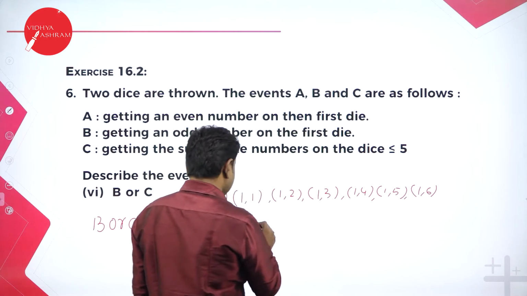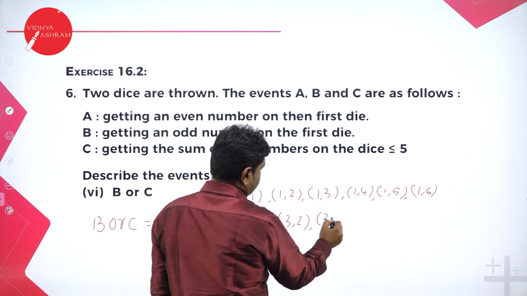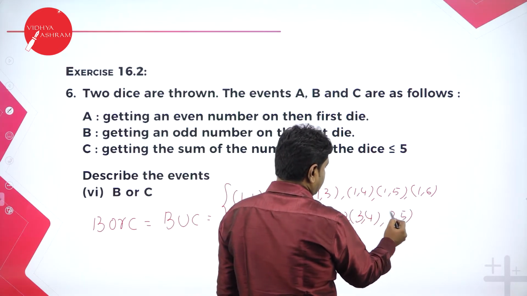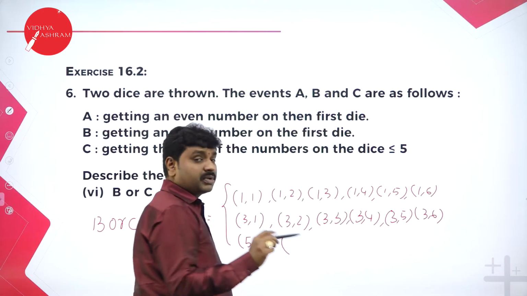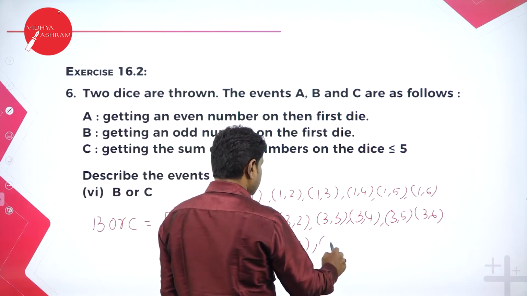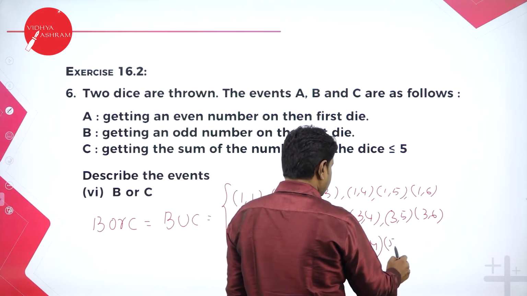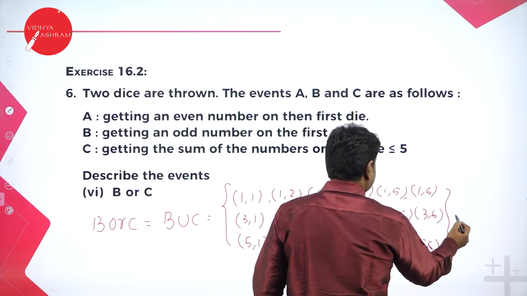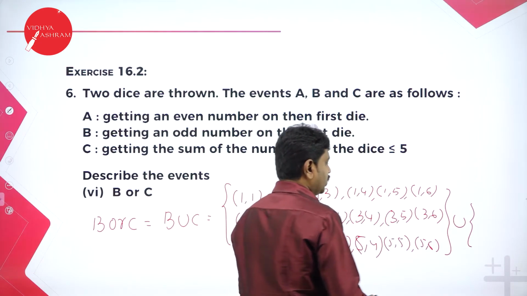B is 3 1, 3 2, 3 3, 3 4, 3 5 and 3 6. Similarly 5 1. B means the first number should be an odd number, the second one may be anything, they have not given a restriction. So 5 1, 5 2, 5 3, 5 4, 5 5, 5 6, and then we have the union with C. What is C? The sum should be less than or equal to 5.